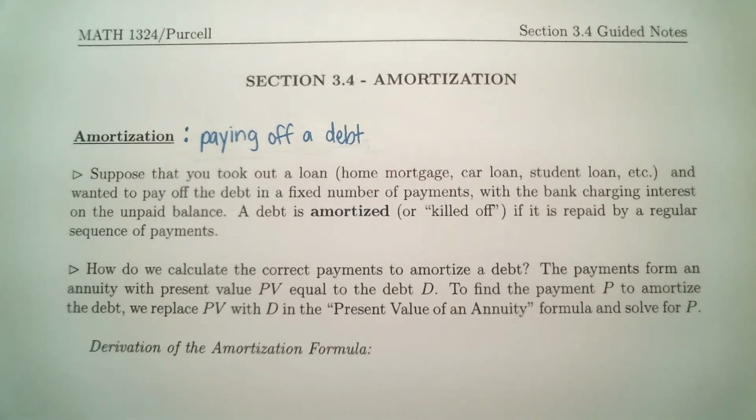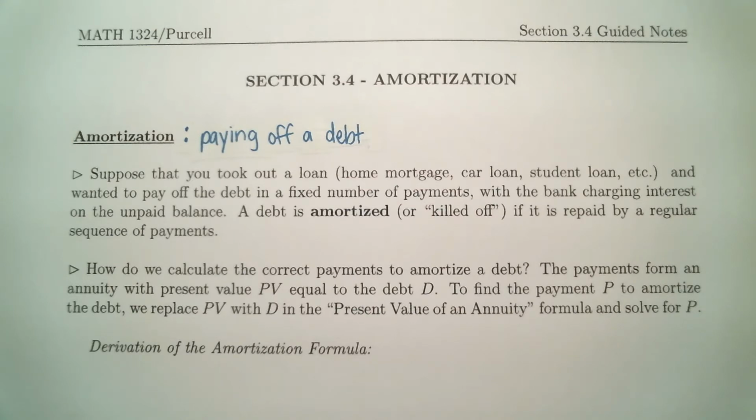In the second bullet point, how do we calculate the correct payments to amortize a debt? Again, when we're saying debt, we're talking about purchase price plus all the interest. The payments form an annuity with present value PV equal to the debt D. So to find the payment P to amortize your debt, we are going to replace PV with D in the present value of an annuity formula and solve for P.